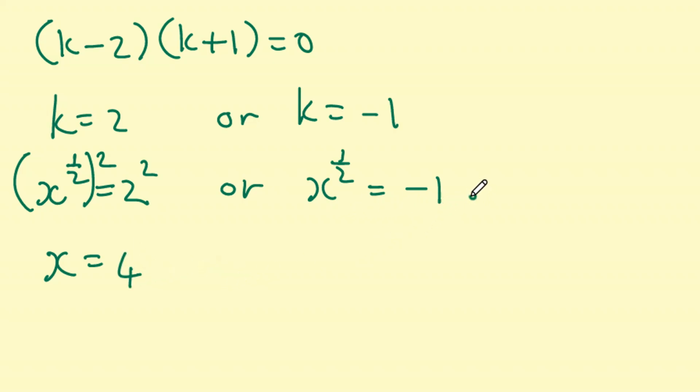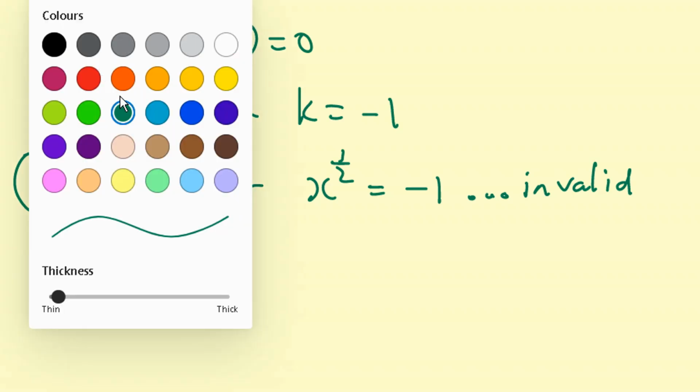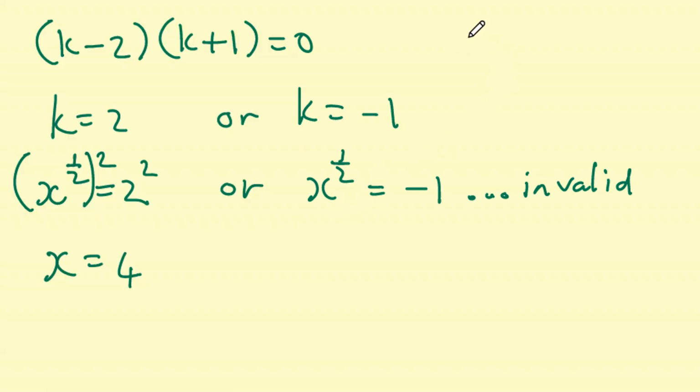This answer here is invalid. Now, just to explain that, remember that x to the half is the same as the square root of x. So we're saying here the square root of x equals -1. Let me use a different color here. So here we're saying the square root of x equals -1. Now, the square root of a number can never give us a negative answer. And hence, this answer here is invalid. And x equals 4 only.